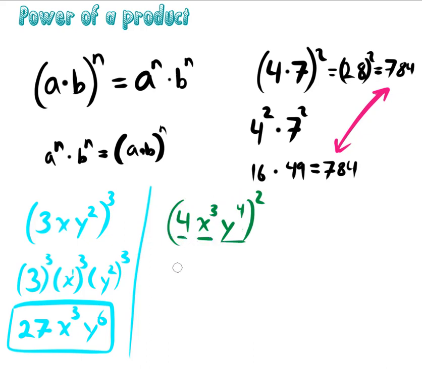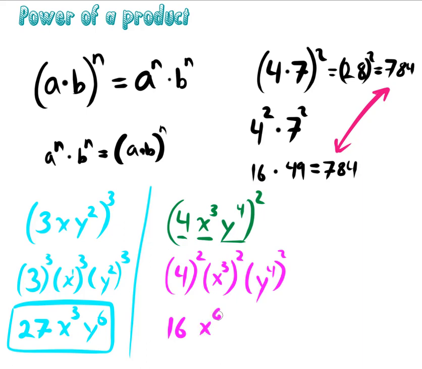So what I'm going to do is I'm going to set my 4 here, and that is going to be squared because the rule tells me I can do that, right? I'm going to take my x cubed, and that's going to be also squared. And I'm going to do my y to the 4th, and that's going to be also squared. And what that gives me is 4 squared. 4 times 4 is 16. X cubed to the squared is x to the 6th.